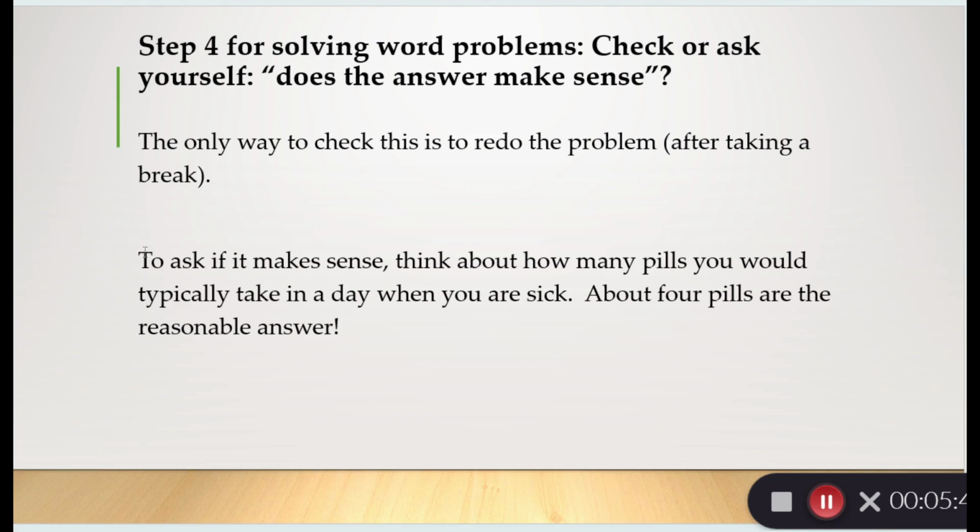Then to ask yourself if this makes sense, think about how many pills you would typically take in a day when you're sick. About 4 pills is a reasonable answer. And for the second one, about 6 pills also might be a reasonable answer. Between 4 and 6 pills is usually what you take of some kind of a cold medication or a painkiller. So the answers do make sense, which is the fourth step to any word problem. Okay, that's it. I hope that this was helpful, and you have a good day.